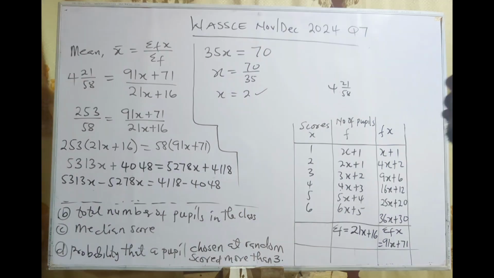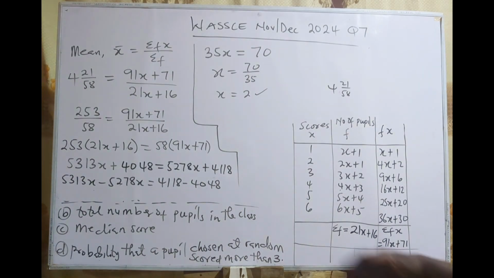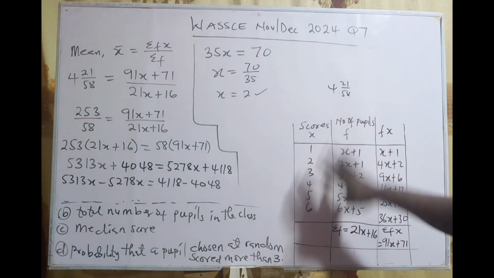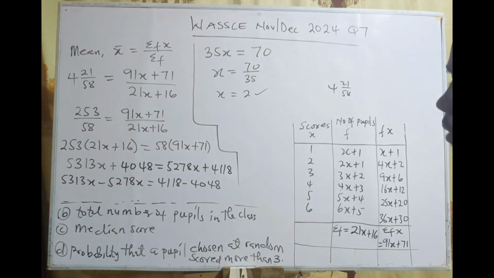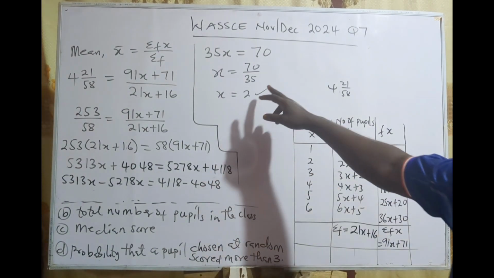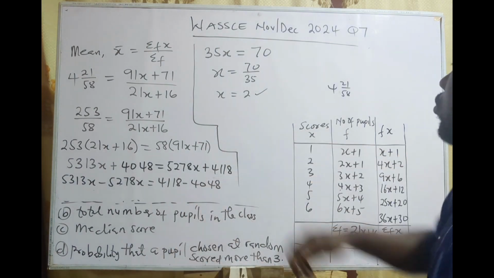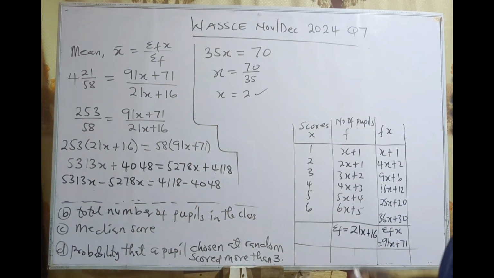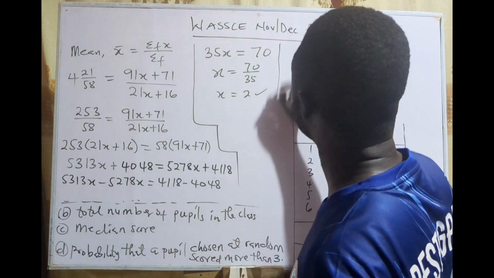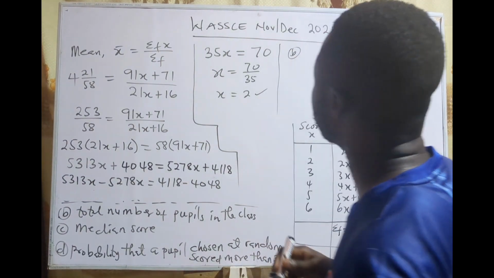All right, so this is not difficult. You just have to find the mean from the table and equate it to the mean given in the question. Is that okay? So the value of the a is 2. All right, now we are done with the a. Let's go on to the b.